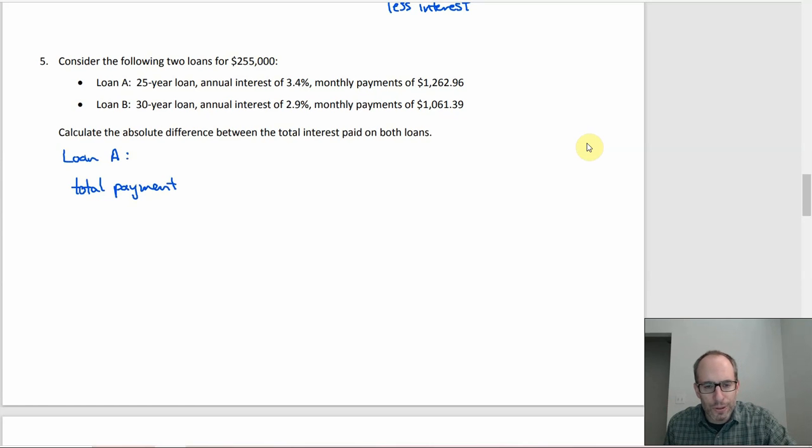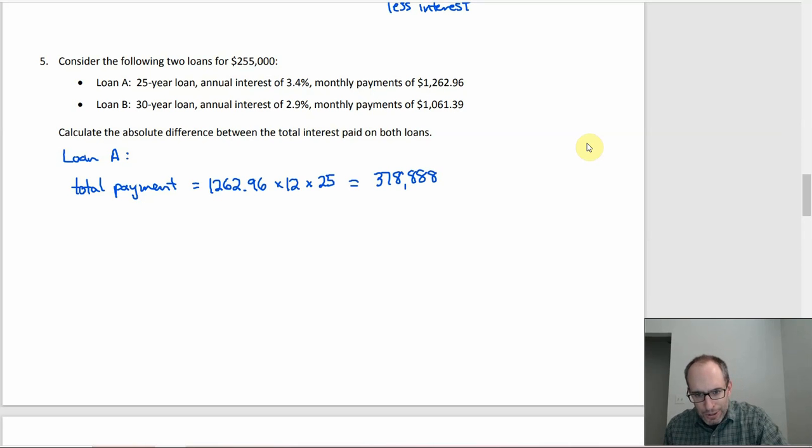And so let's see, with loan A, the monthly payment is $1,262.96. So $1,262.96, and then times 12 months times 25 years, since it's a 25-year loan. So I guess really it's $1,262.96 times 300, and what you get is $378,888, and it works out to be that exactly.